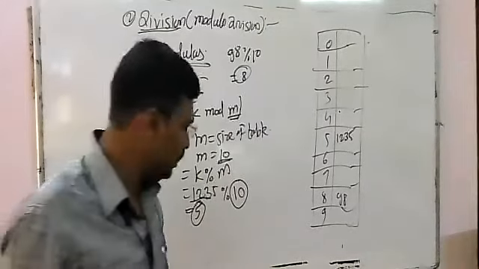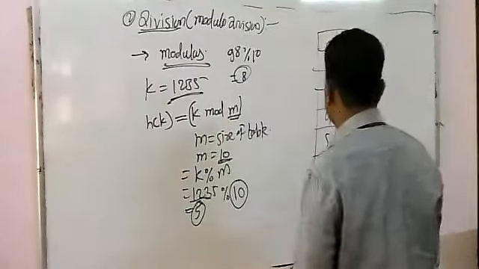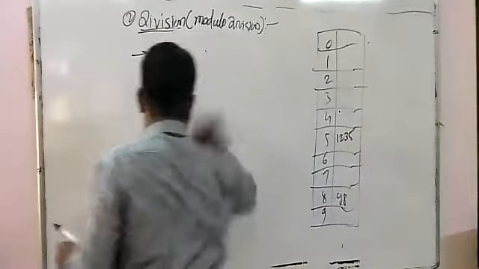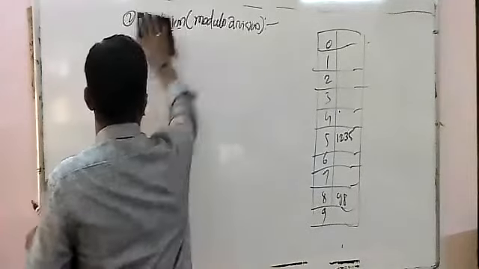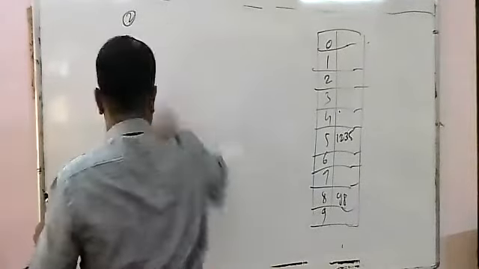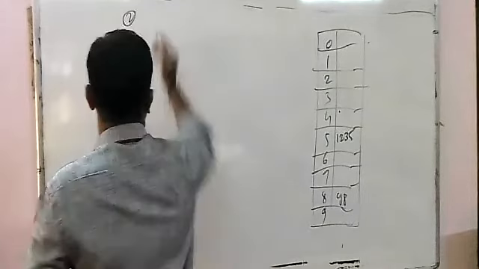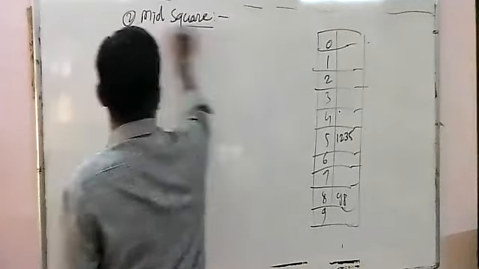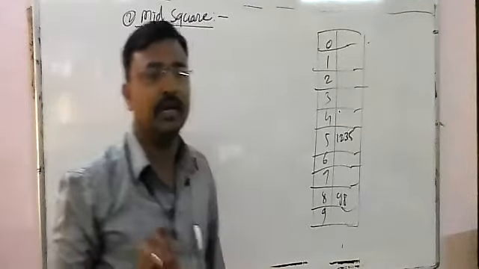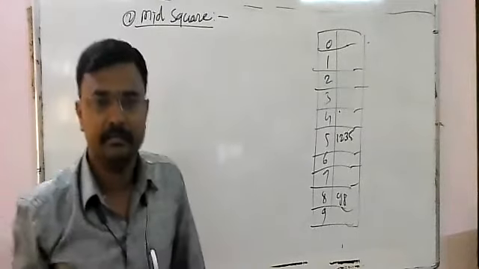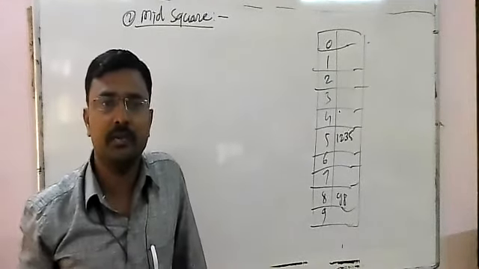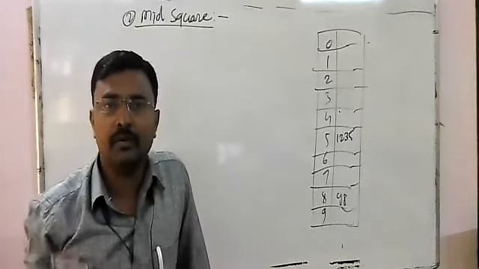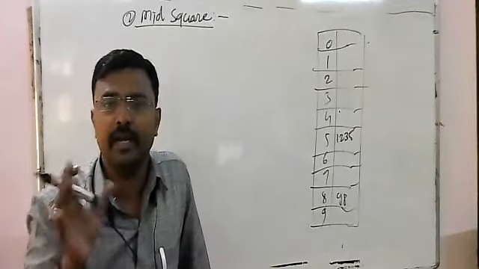Okay, then the third technique. The third technique is mid square. Now, what are we going to do in this technique, mid square? In this technique, first we are going to square our element value.